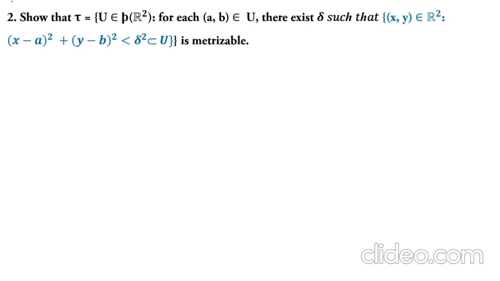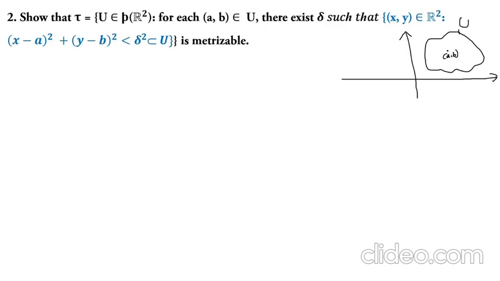Show that tau is equal to the set of all U belongs to P(R2) such that for each (a, b) belongs to U, there exists delta such that the set of all (x, y) belongs to R2 such that (x minus a) whole square plus (y minus b) whole square less than delta square is a subset of U, is metrizable. So tau consists of those sets U such that if we take any point (a, b) from U, there must exist an open circle with the center (a, b) contained in U, then we can say that U belongs to tau. We have to prove that tau is metrizable.